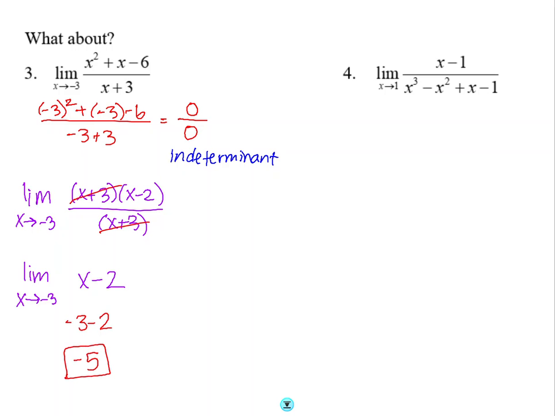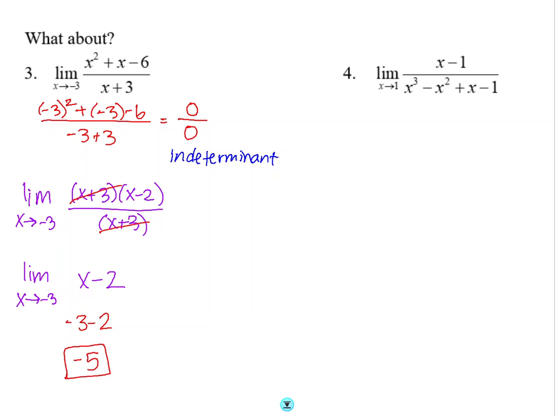Let's look at the next problem. I have the limit as x approaches 1 of (x minus 1) over (x cubed minus x squared plus x minus 1). You can go ahead and try direct substitution, but I'm just going to tell you we're going to get indeterminate form again, where we have 0 divided by 0. So we need to factor.